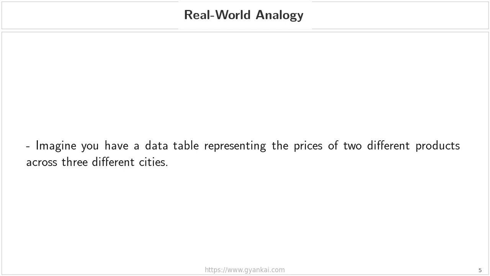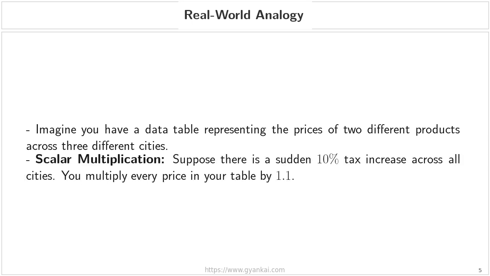Real-world analogy. Now that we have verified the property mathematically with a concrete example, let's look at a real-world analogy to help you visualize why this logic holds true. Imagine you have a data table that lists the prices of 2 different products across 3 different cities. First, let's consider the concept of scalar multiplication. Suppose there is a sudden 10% tax increase across all these cities. To update your prices, you would multiply every single value in your table by 1.1.